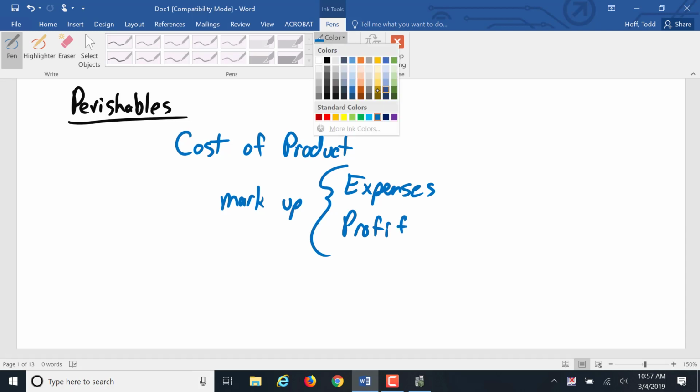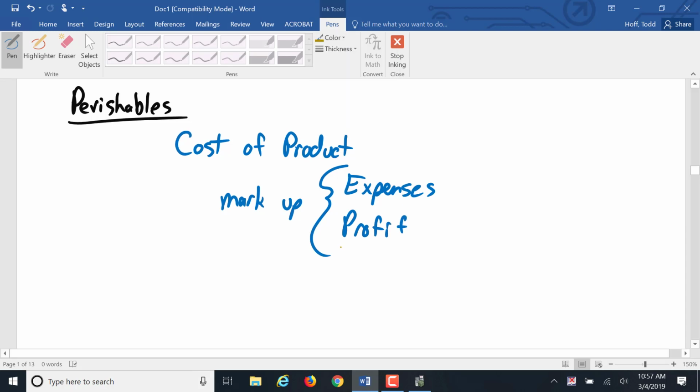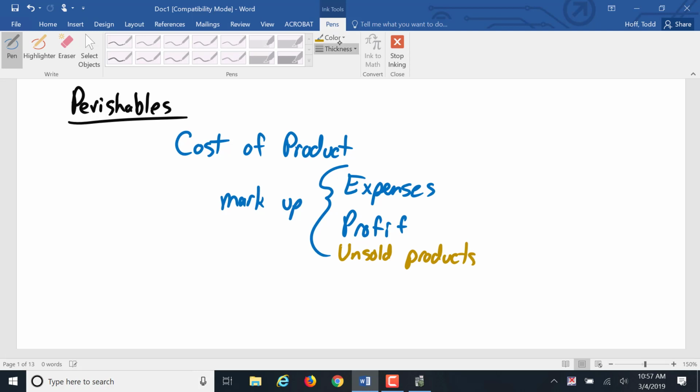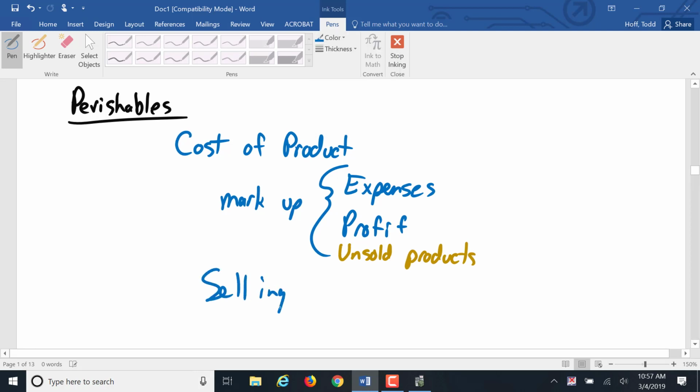But now part of the perishables, we added into that markup the cost of unsold products in order to get what we had to have for a unit selling price to reasonably assure that we were going to recover all those costs, even given that some of the products aren't going to sell. But in the last set of videos, we assumed that all those unsold products were a total loss. In other words, zero money from them.